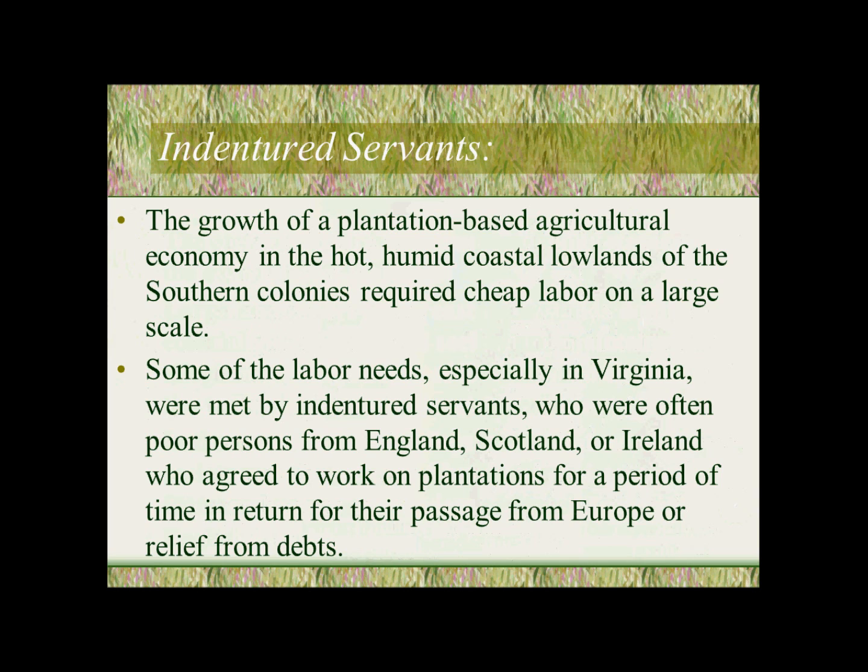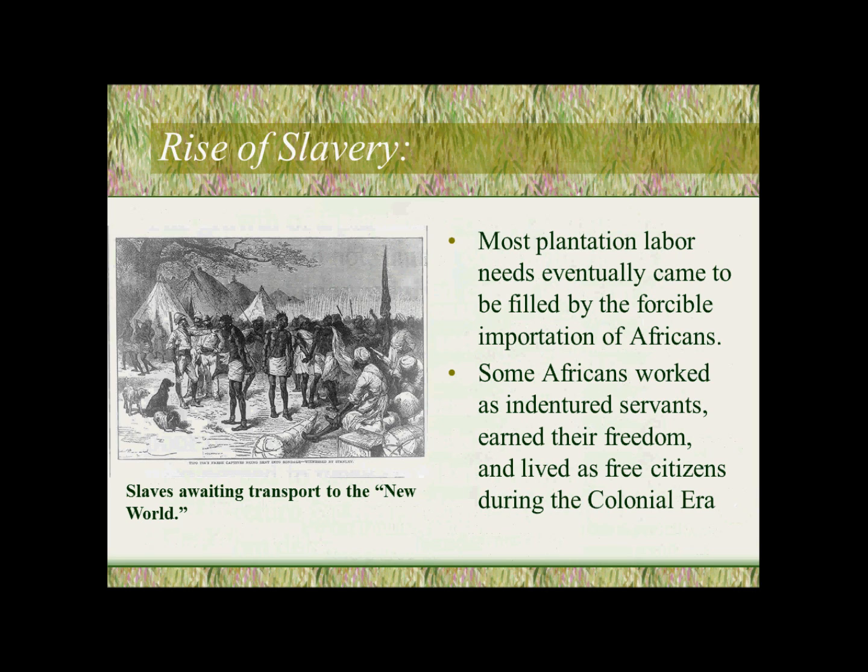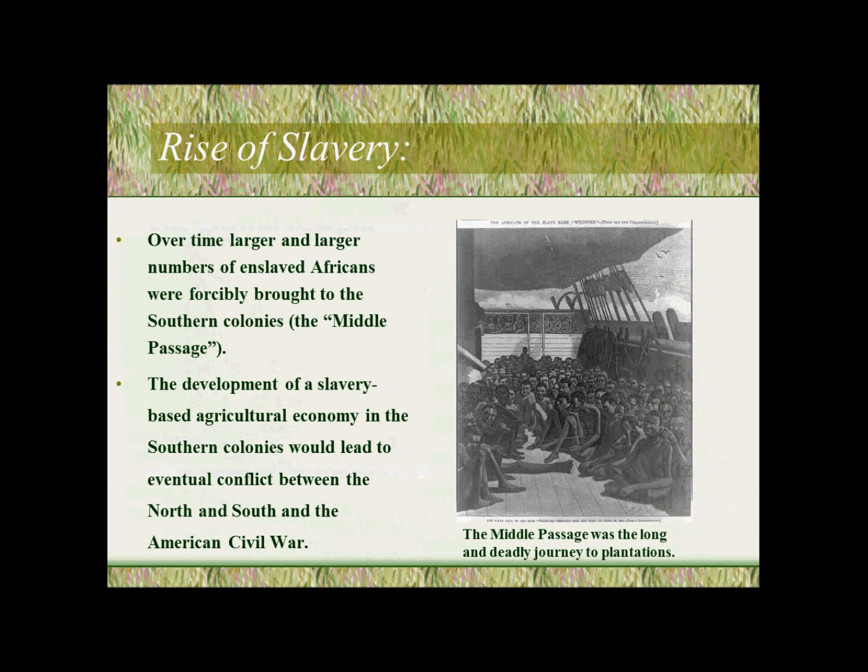But that didn't last very long. Africans will come as slaves. So most plantation labor, since it needs a lot of labor, will be filled by the forcible importation of Africans. Some Africans, we said just a minute ago, worked as indentured servants and earned their freedom and lived as free citizens during colonial life. That didn't last long. Most of them came against their will. So over time, larger and larger numbers of enslaved Africans were forcibly brought here on the Middle Passage. And we'll map this in class and talk much more about it and how terrible it was. The development of a slavery-based agricultural economy in the southern colonies would lead to eventual conflict between the North and South, we know, in the American Civil War.